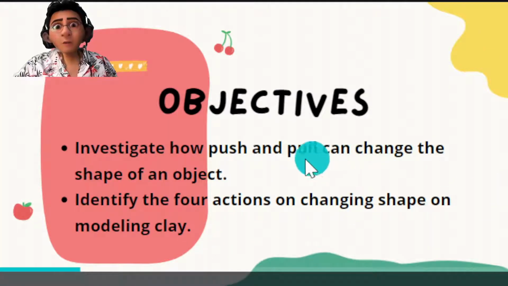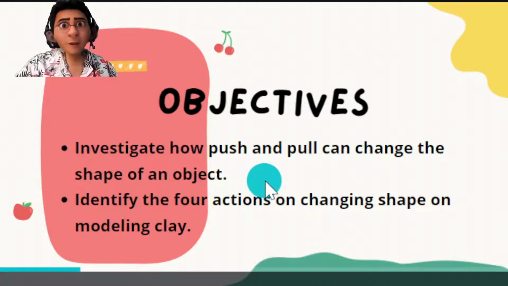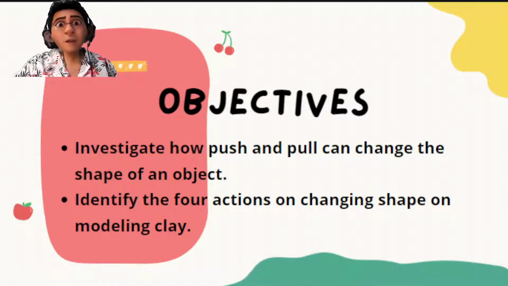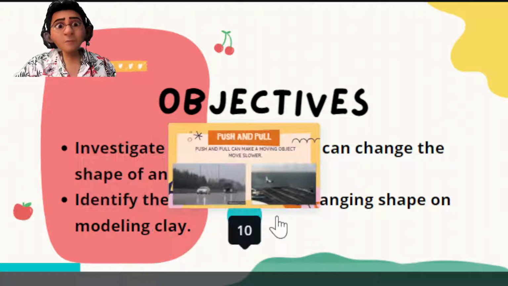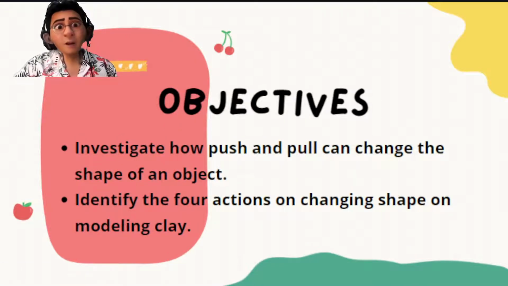The objective is to investigate how push and pull can change the shape of an object. We have learned about push and pull, how push and pull can do things to the speed of an object. Example, we shall recap later. Identify the 4 actions on changing shapes on modeling clay.